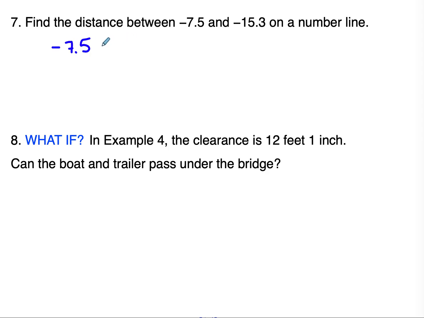Negative 7 and 5/10 minus negative 15 and 3/10. Boom, change to addition. Boom, change the sign of the next number. I now have different signs. I'm going to find the difference of these numbers. Larger absolute value is going on the top. We're lining up the decimal.